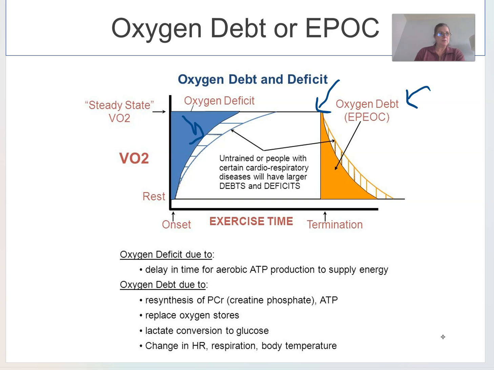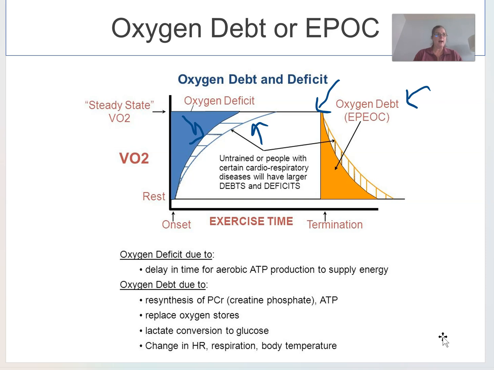This is also something called EPOC, which just means post-exercise oxygen consumption. This is what happens after the activity, when you're paying back the debt. You need more oxygen, so you're breathing faster and faster. You need more oxygen because you just made a bunch of lactic acid coming up that hill, so you've got to get rid of that lactate. The lactic acid gets converted back to glucose.